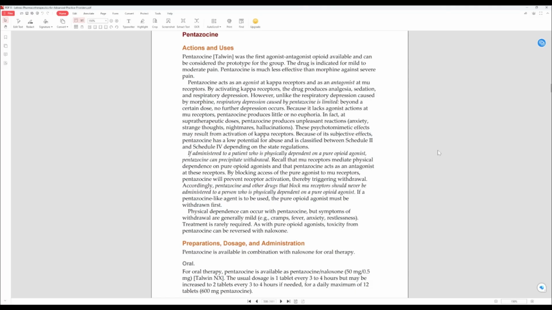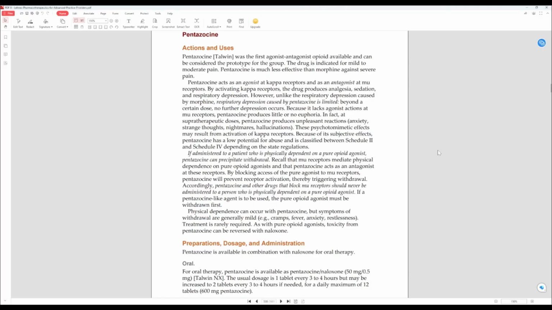However, unlike the respiratory depression caused by morphine, respiratory depression caused by Talvin is very limited. Beyond a certain dose, no further depression can occur. Because it lacks agonist action at the mu receptors, Talvin produces little or no euphoria. In fact, at a supratherapeutic dose, Talvin produces unpleasant reactions: anxiety, strange thoughts, nightmares, and hallucinations.